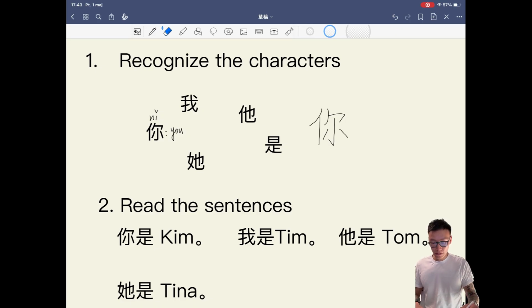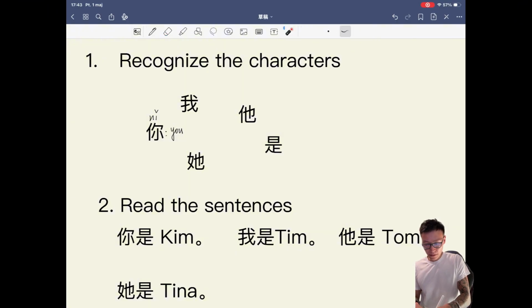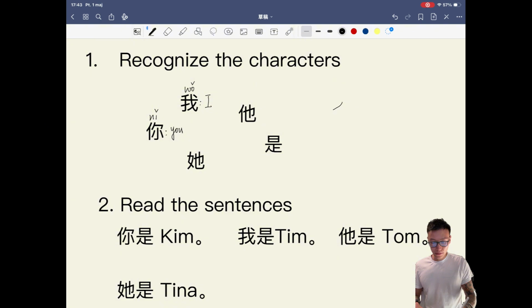Now let's move on to the second character here. This one, give me a second. This one. Do you still remember what it is? It's 我, and it means I. All right, now let's write together. 1, 2, 3, 4, 5, 6, 7. Now, let's move on to next.